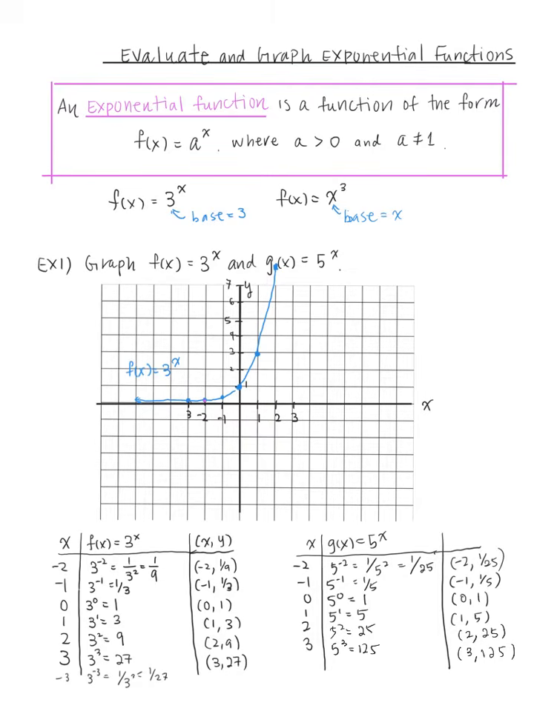Now the next one is negative 1 comma 1 over 5. It should be lower than 1/3. I don't know if you can see this or not, but I'm just going to dot it a little bit below the blue dot, which is from 3 to the x. Now the next one is 0 comma 1. Notice that our 3 to the x also passes through 0 comma 1. Now when x is 1, we have 1 comma 5. So that will be right here.